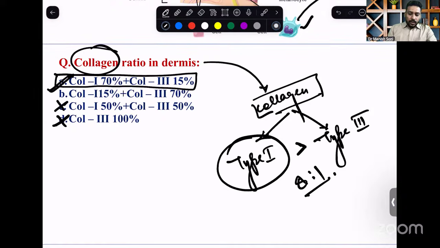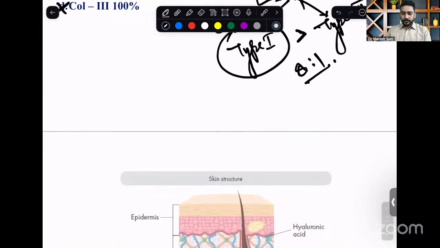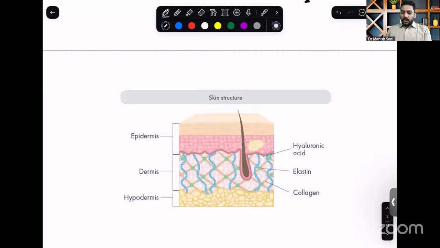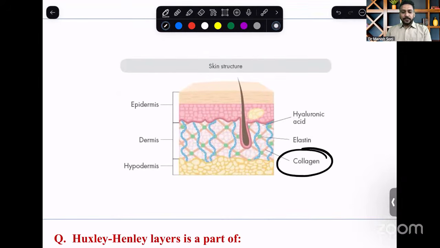So in these options, you can see that type 3 is not 100%. They are not equal, and type 3 is not more. The more one is type 1. So the most abundant fibers present in dermis are type 1 collagen fibers. Among these four options, the best option is option A, that is 70% of collagen 1 and 15% of collagen 3. Collagen is the most abundant fiber present in dermis, but other than collagen, you can also find elastin, hyaluronic acid. So there are other fibers also, but the most abundant fibers are collagen fibers.